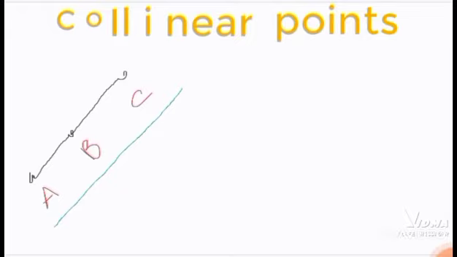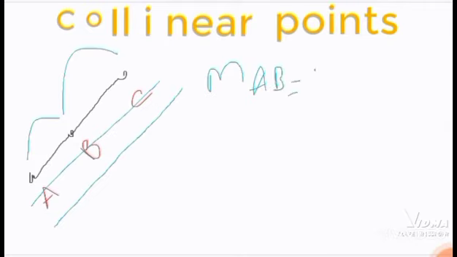And with collinear points, the gradient of AB is equal to the gradient of BC, which is also equal to the gradient of AC, which is the entire line. So the gradient of AB is equal to the gradient of BC and also equal to the gradient of AC.